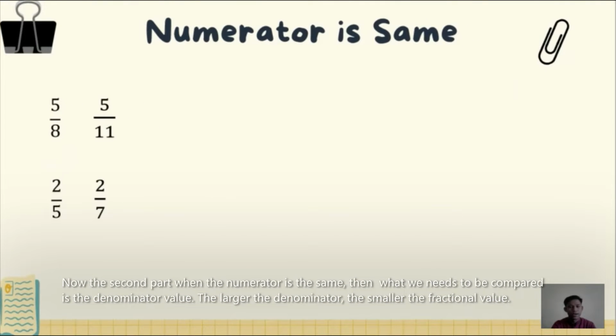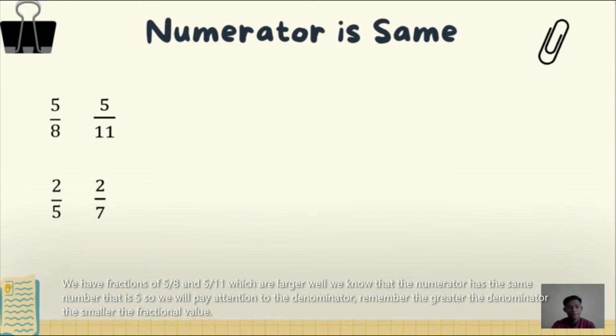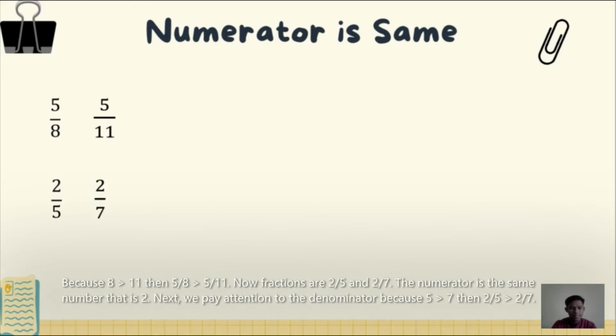Now, the second part, when the numerator is the same. Then what we need to compare is the denominator value. The larger the denominator, the smaller the fraction value. We have fractions 5/8 and 5/11, which is larger? Well, we know that the numerator has the same number, that is 5. So we will pay attention to the denominator. Remember, the greater the denominator, the smaller the fraction value. Because 8 is less than 11, then 5/8 is greater than 5/11.